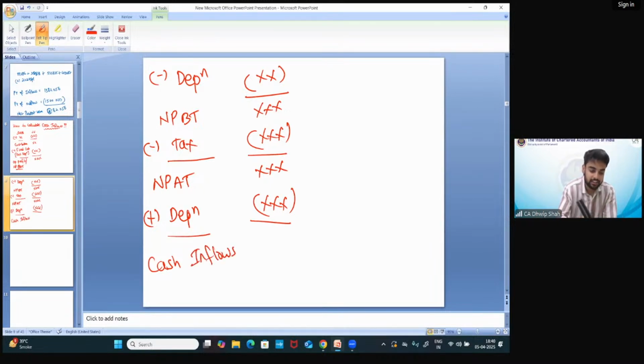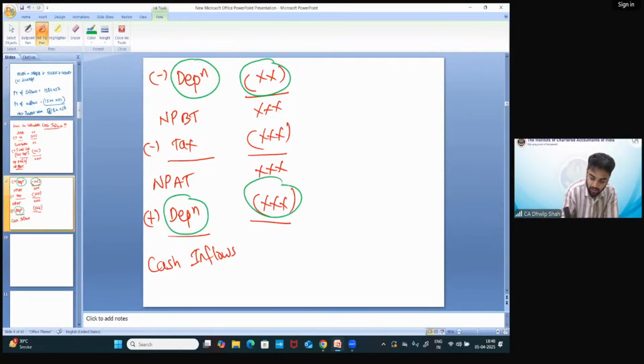Sir, we didn't get this. पहले you subtracted depreciation. Then you added back depreciation. So what's the logic to subtract and then add back? We didn't get this, sir. Can anyone tell me why did I subtract depreciation earlier and then added back the depreciation? Anyone wants to try? Think logically.